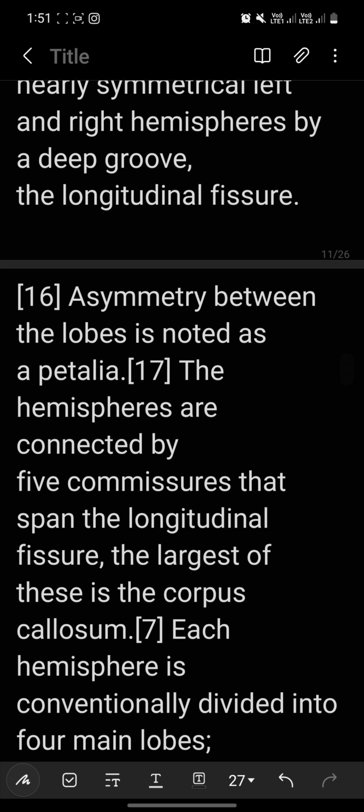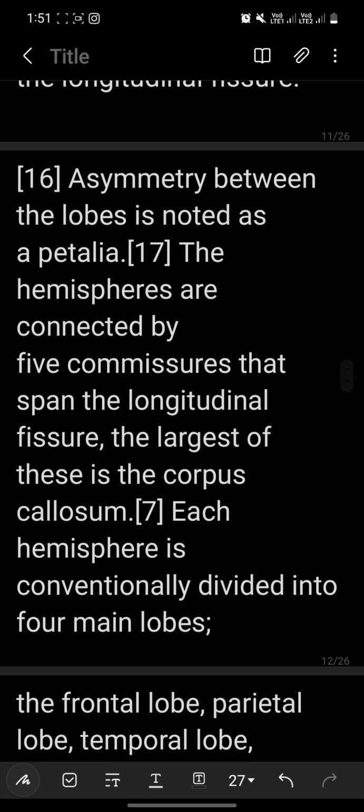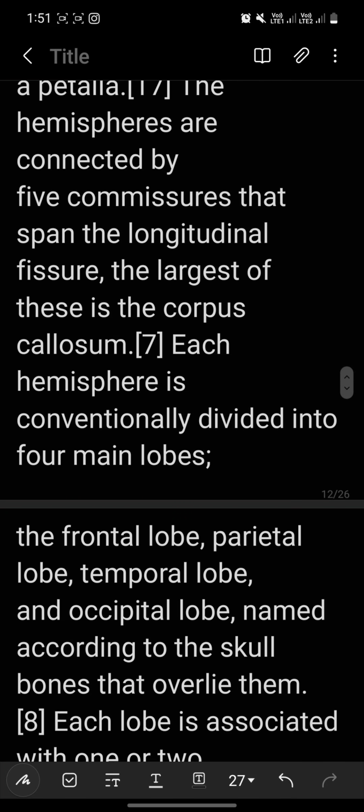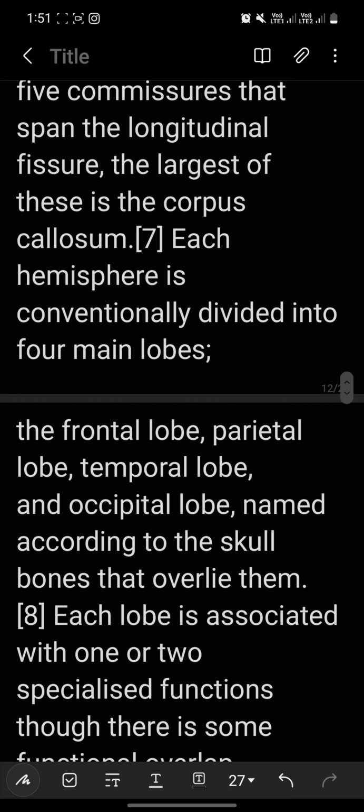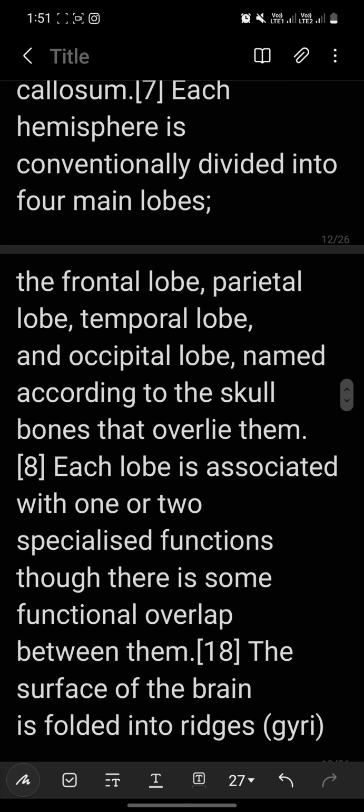Each hemisphere is conventionally divided into four main lobes: the frontal lobe, parietal lobe, temporal lobe, and occipital lobe, named according to the skull bones that overlie them. Each lobe is associated with one or two specialized functions, though there is some functional overlap between them.